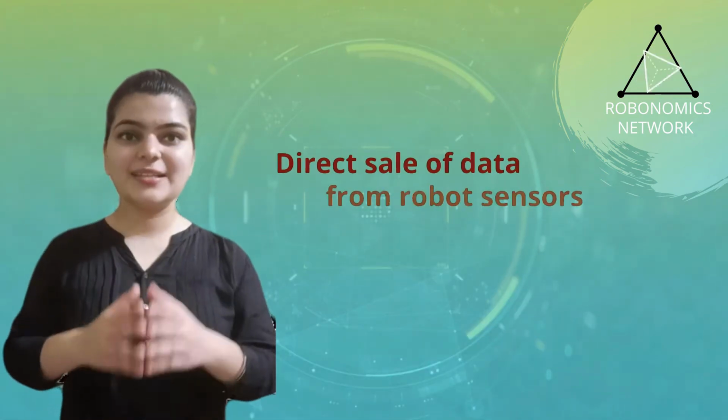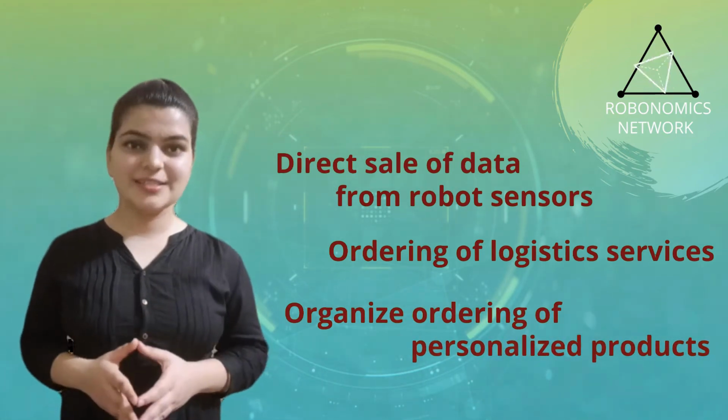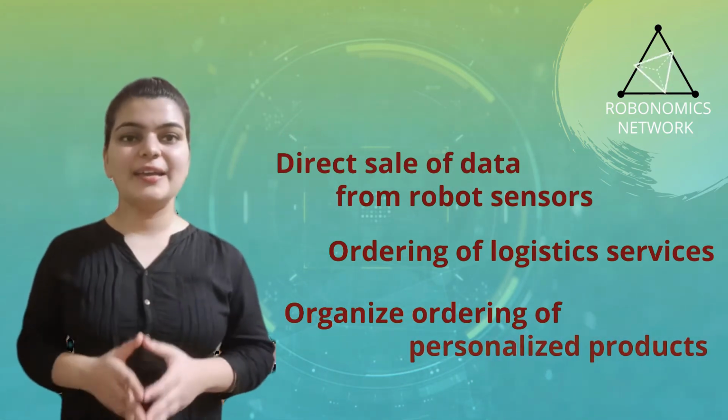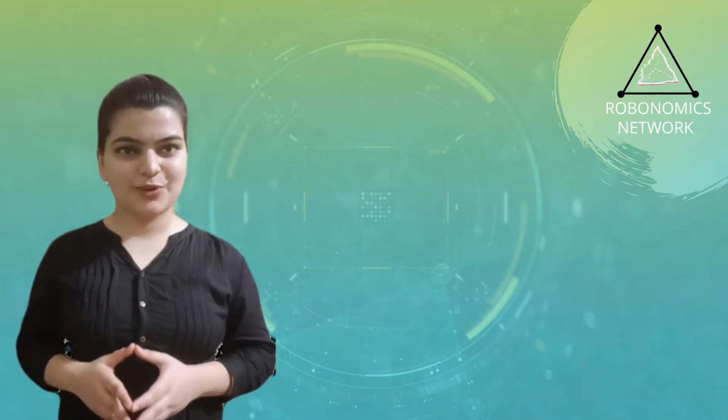liability smart contract. AIRA makes it possible to connect a variety of different robots to the market of robot liabilities existing on Ethereum for the direct sales of data from robot sensors, ordering of logistics services, and organized ordering of personalized product at fully automated enterprises.